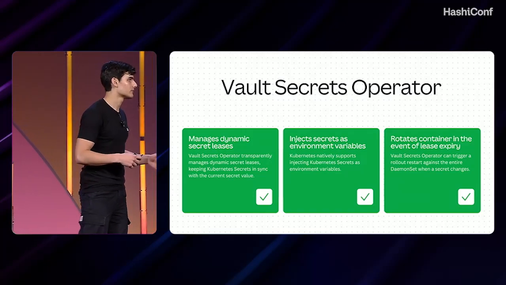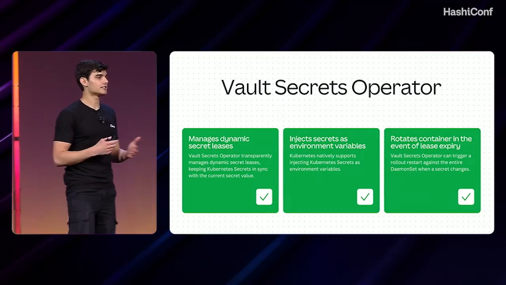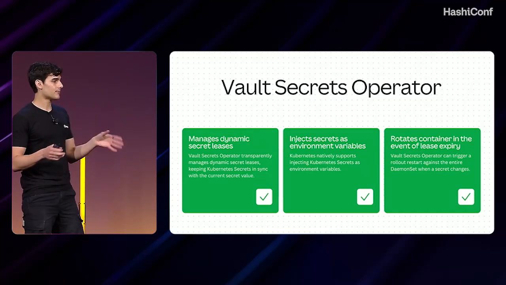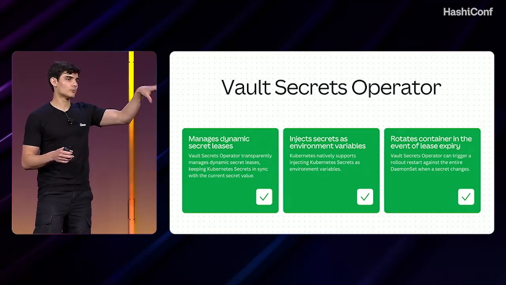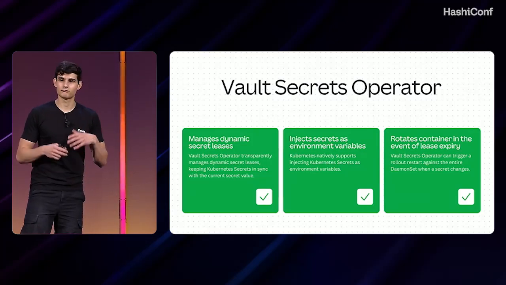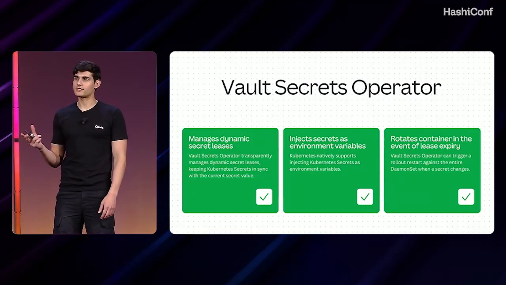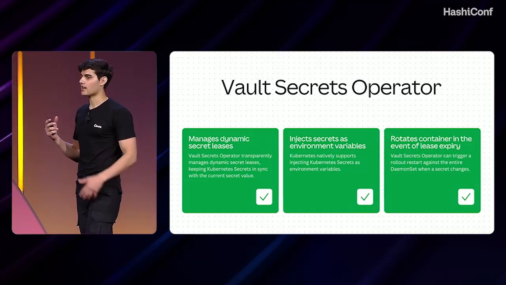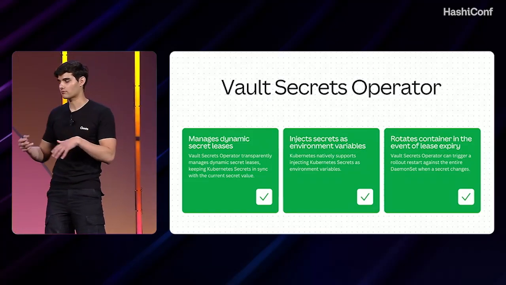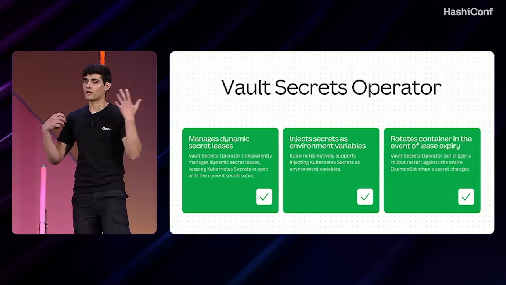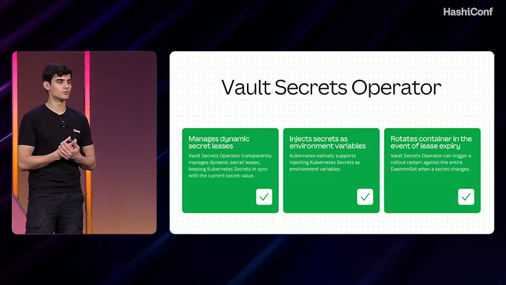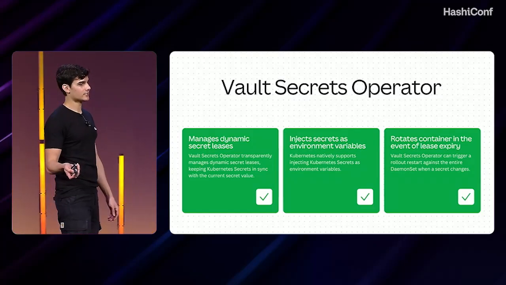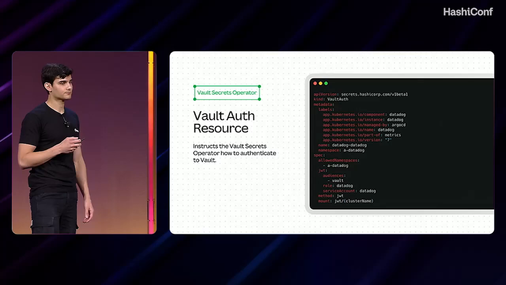So that's one tick. Vault secrets operator manages the dynamic secret leases here transparently, keeping the value of our destination Kubernetes secret object up to date. So that's 2 ticks. Whenever a secret value changes, the Vault secrets operator can trigger a rollout restart against the entire workload resource, so the daemon set, so that all containers come up using the new secret value. So that's 3 ticks. So we moved ahead to a proof of concept.